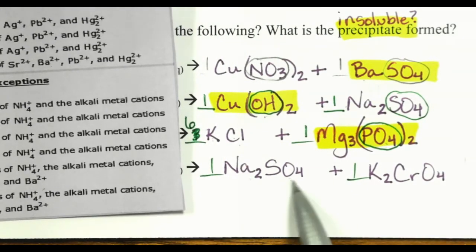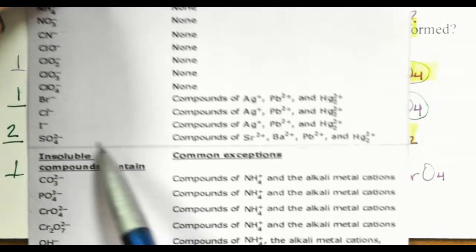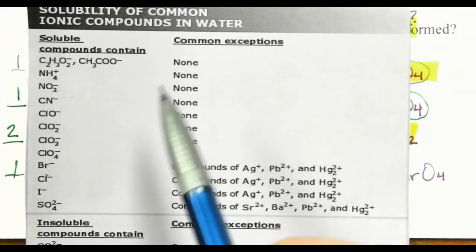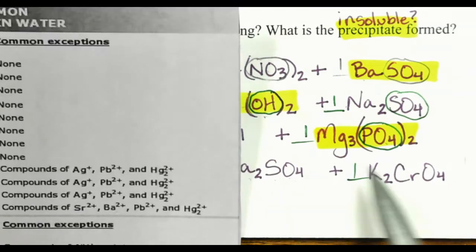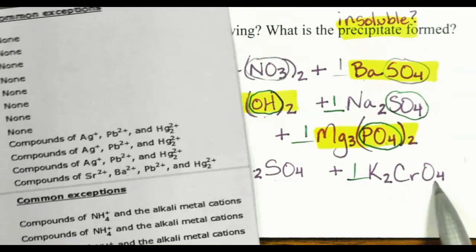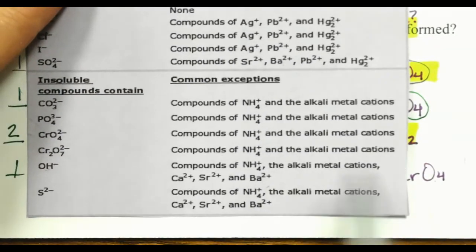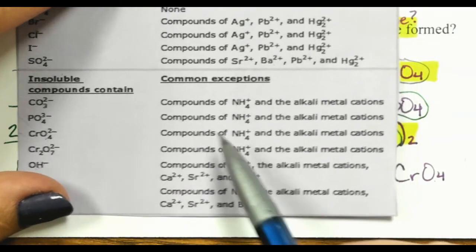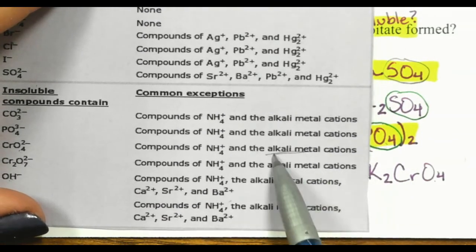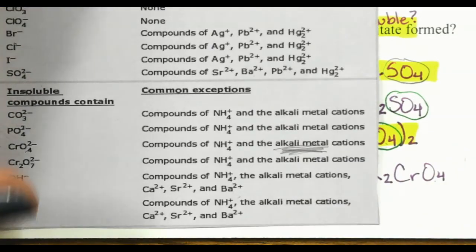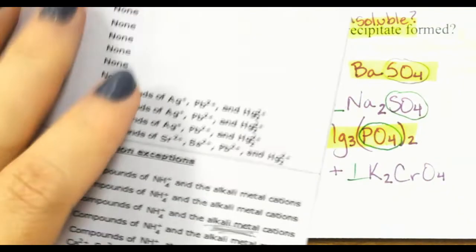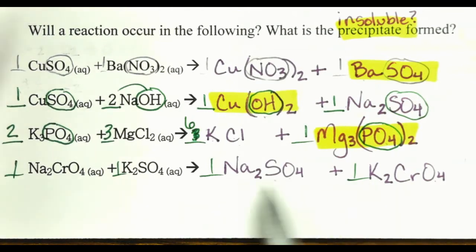Sodium sulfate. I'm going to go look up sulfate, which is there. Is sodium an exception? No, it's not, and so this is soluble. Okay, so that's soluble, not the precipitate. And then let's look at this, potassium chromate. So CrO4 is here. That is insoluble unless we have potassium over here, and guess what? Potassium is an alkali metal because potassium is found in group 1 on the periodic table. This is the alkali metal family. So that means that neither of these can be the precipitate.